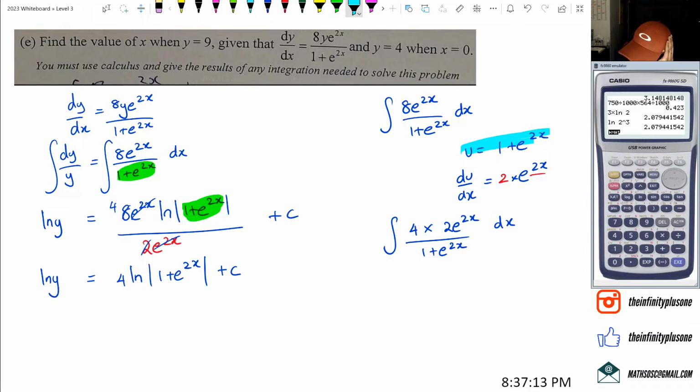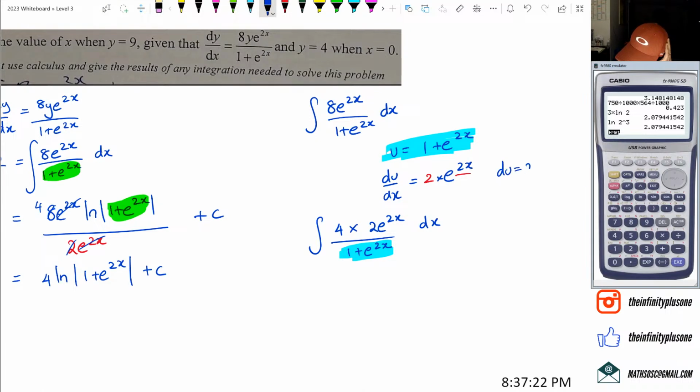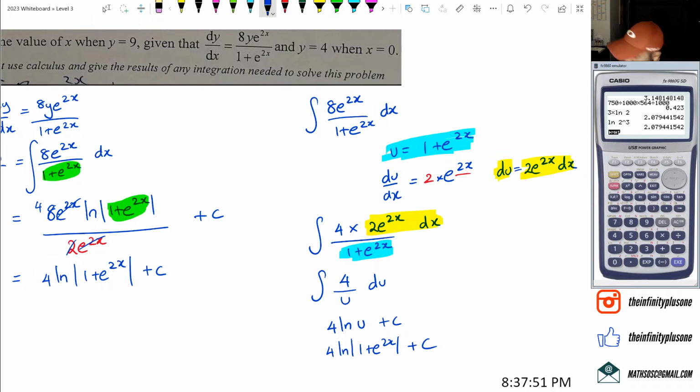Now 1 plus e to the power of 2x is equal to u, so this part is going to equal u. I forgot one more step. The one other step that I'd have to do is du equals 2e^2x dx. Now this entire part here, this yellow part, is going to equal du. So I could rewrite this whole equation as 4 over u du, and when I integrate this, I'm going to get 4 ln of u plus c, and because u is equal to 1 plus e to the power of 2x, I can do it this way. So this is pretty much substitution.